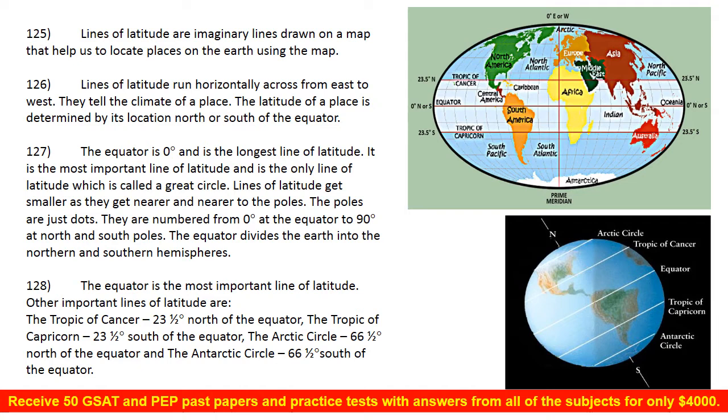Here I have two diagrams also. The top diagram shows the different important lines of latitude. It shows the equator at 0 degrees. It also shows the Tropic of Cancer at 23.5 degrees north. It also shows the Tropic of Capricorn at 23.5 degrees south.